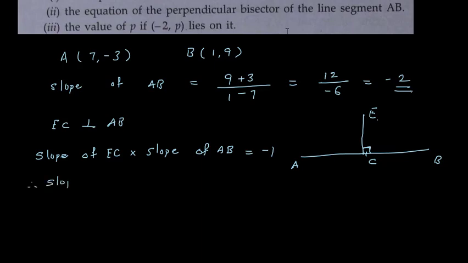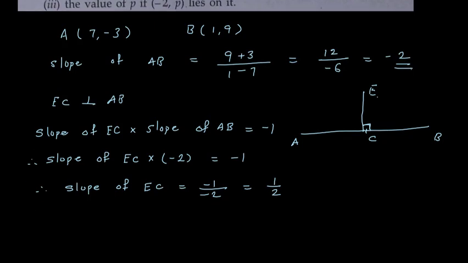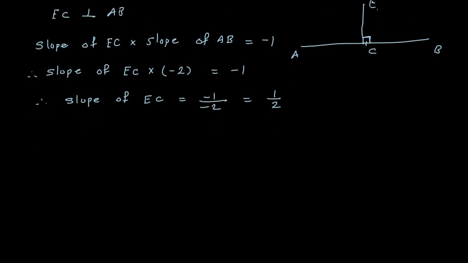So therefore slope of EC into slope of AB, which is minus 2, is equal to minus 1. So slope of EC is equal to minus 1 divided by minus 2, which is 1 divided by 2. Slope of EC, sorry. I have to again find the coordinates of point C also.